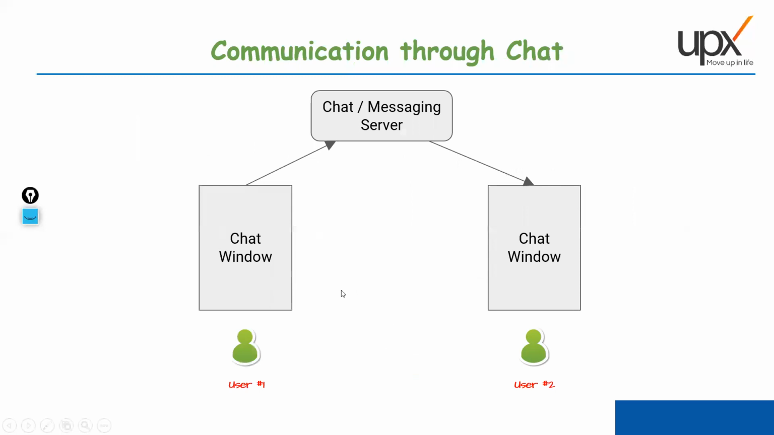Both the chat windows deal with the chat messaging server. This is where our Flask web server comes into the picture. So user one, English, right? And user two is nothing but the server making that translation to Hindi and sending you the translated text.